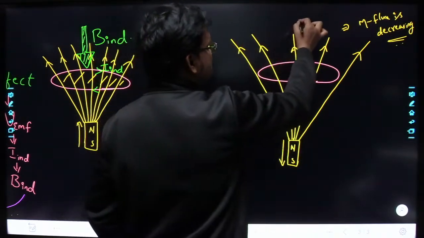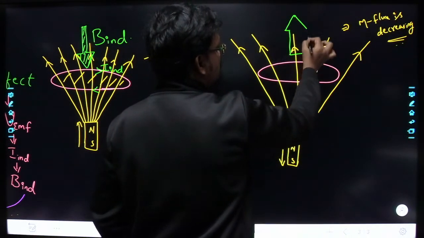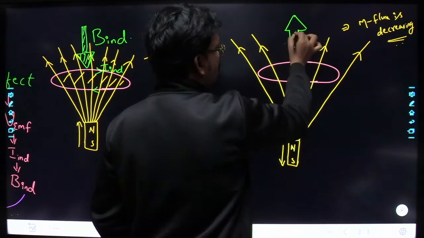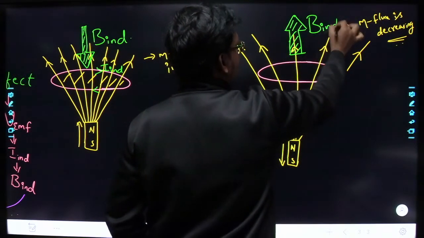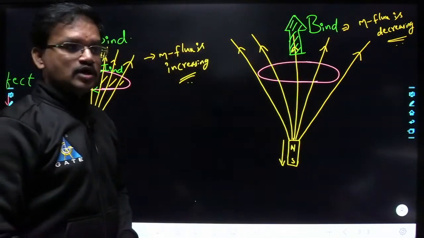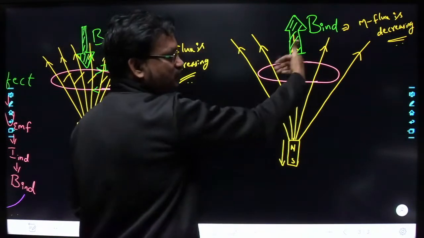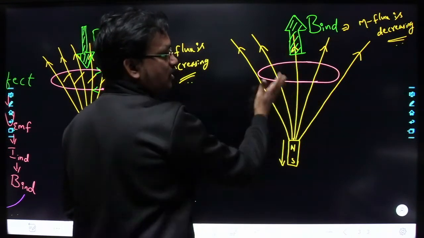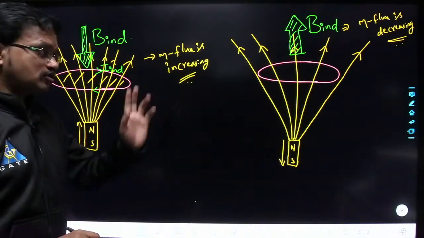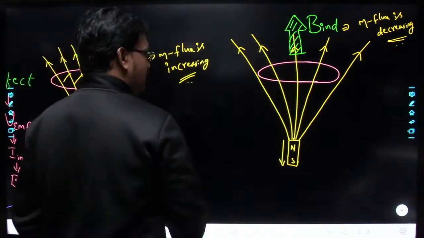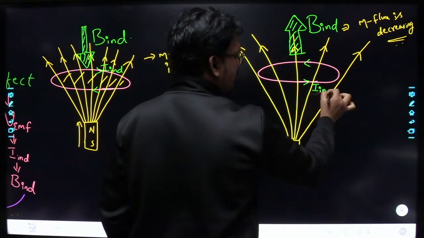So in this case, the induced magnetic field is going to point in the upward direction. If the induced magnetic field is pointing upward, then what is the direction of the induced current here? The induced current must be in the anti-clockwise direction. Understood? So in this case, the induced current through the loop will be in the anti-clockwise direction.